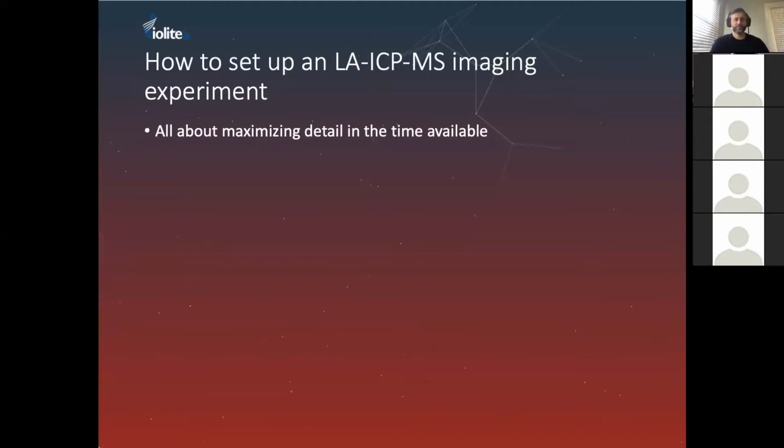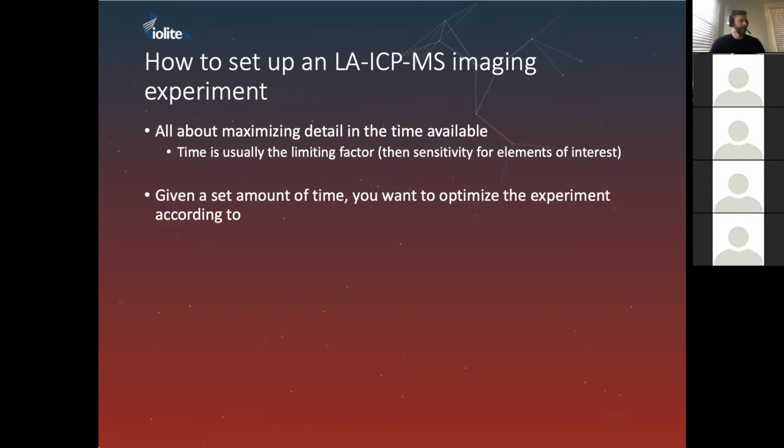So in terms of setting up your experiment, some things that you might want to consider optimizing all come down to trying to maximize the amount of detail you can in the time that you've got. If we all had infinite time and infinite money, we would just measure everything pixel by pixel in excruciating detail. But that's not possible, so we have to make some trade-offs. So basically, time is normally the limiting factor. And then after that, it's about sensitivity for a particular element of interest. Given that time is going to be probably our biggest factor, you then want to start to make trade-offs with the following factors.